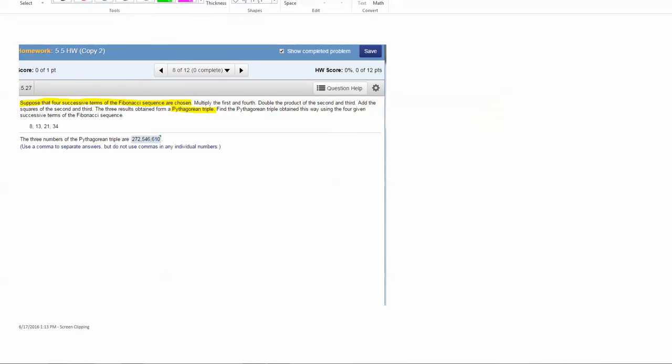A Pythagorean triple is special because it's the three lengths of the sides of a right triangle, where you have the a, b, and c, and a squared plus b squared is equal to c squared. So these three special sides of a right triangle would be a Pythagorean triple. So using the successive terms of the Fibonacci sequence, 8, 13, 21, and 34, we're going to find the Pythagorean triple coming from those. It's kind of interesting that there's a pattern within here that lets you do this.